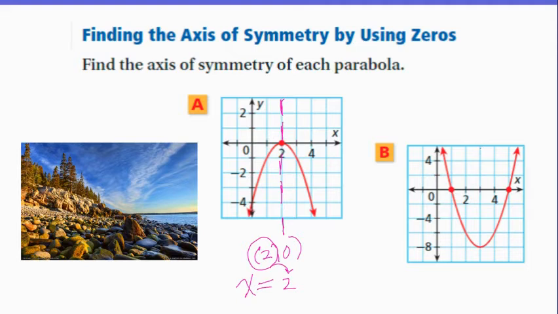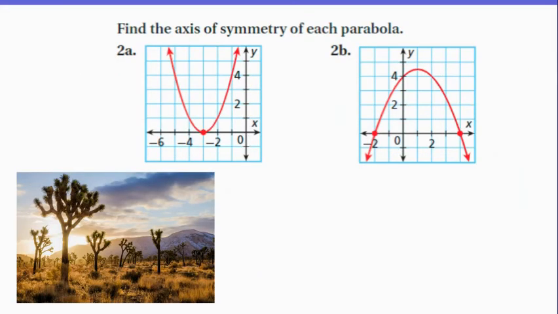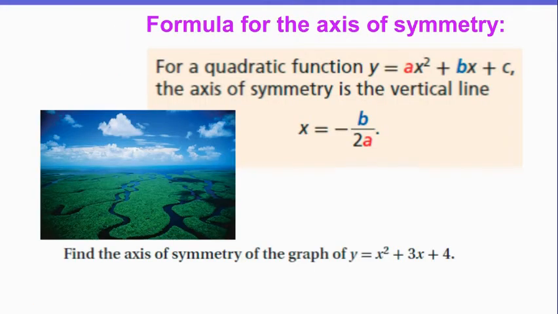Over here, I don't know the vertex. I could probably pick it out. No big deal. But just looking, I can tell this one is x equals 3. So the axis of symmetry is an x equals equation, and it always follows the x of the vertex. My pen stopped working. Okay, I'm going to skip these.